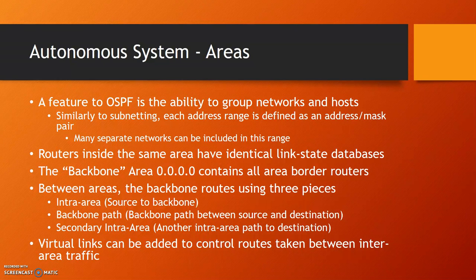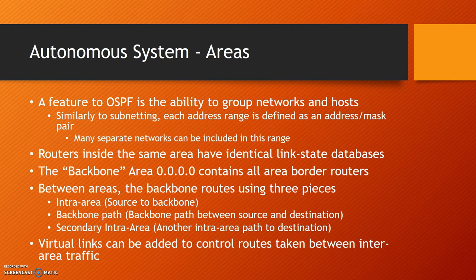So the routers inside the same area are going to have identical link state databases, and the backbone, which is by default area 0, contains all the area border routers. Between the areas, the backbone routes using 3 pieces: an intra area path, which is the source device to the backbone. Then you have the backbone path, so if it has to jump through routers to get to another area, this is the backbone path. And then there's a second intra area path, which is basically the remaining path to that destination.